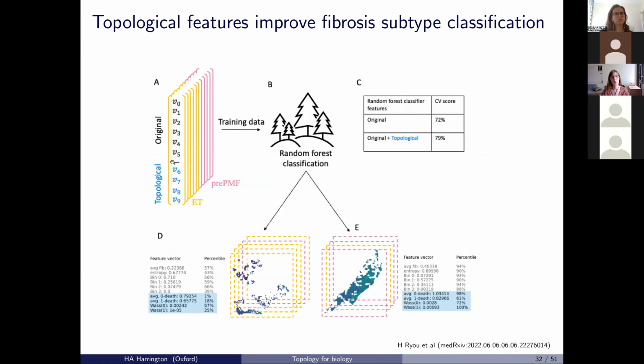put into random forest, where we use the original vectors and the topological feature vectors. And we train this data, we do random forest classification. And what we find is that, in general, the topological descriptors improve the classification. And so this is available on medRxiv from a couple months ago.